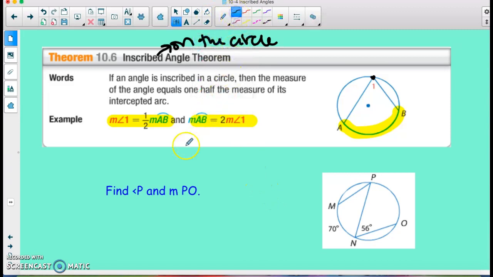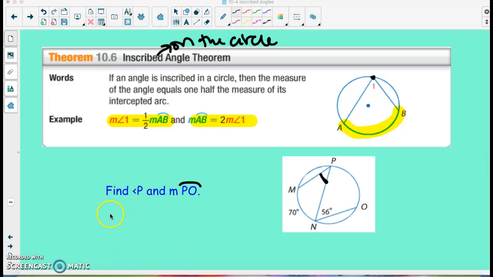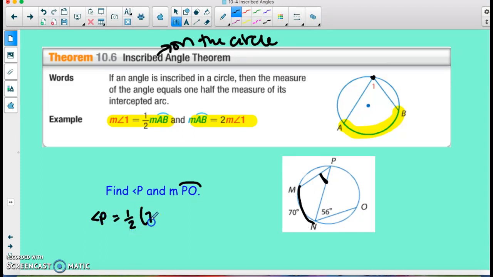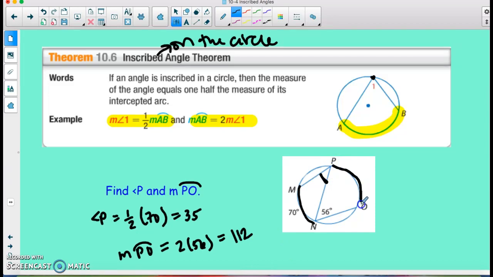So using this theorem, go ahead and pause the video and see if you can find angle P and the measure of arc PO. Okay, so for angle P, the intercepted arc is 70 right here. So angle P is going to be 1/2 of 70, which is 35. Now for the measure of arc PO, we know the angle is 56, so it's going to be double that. So 2 times 56 is 112. So that's what the arc would be right here, 112.